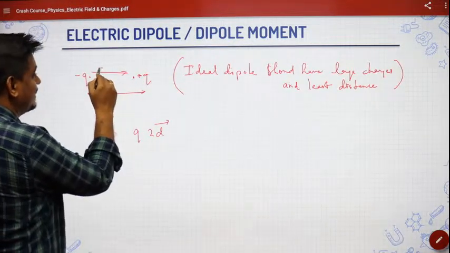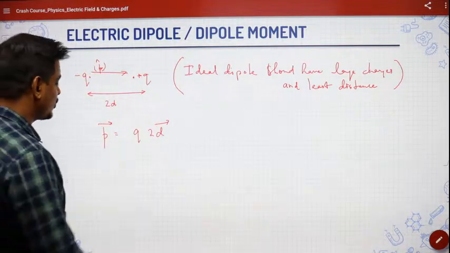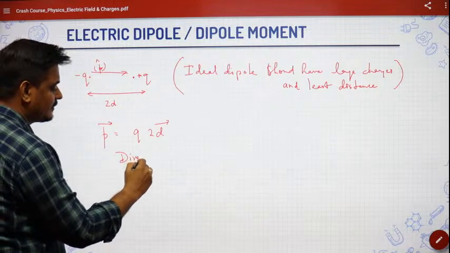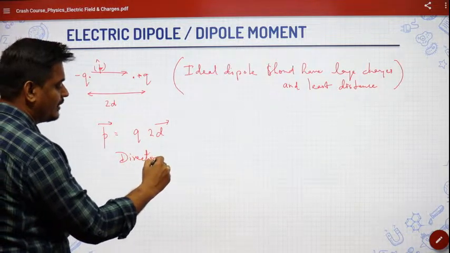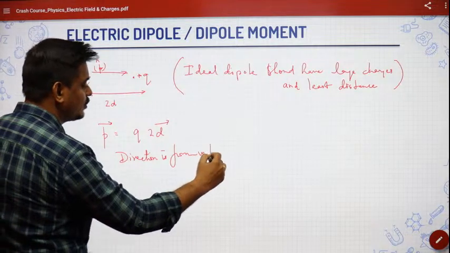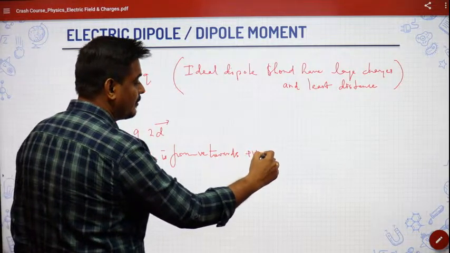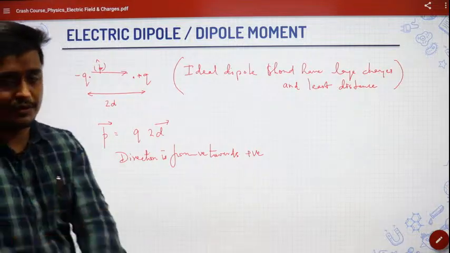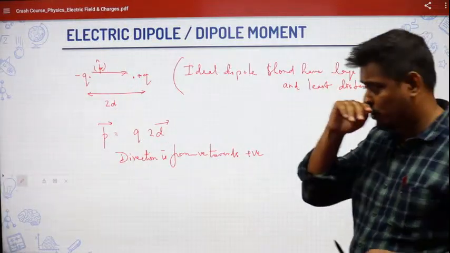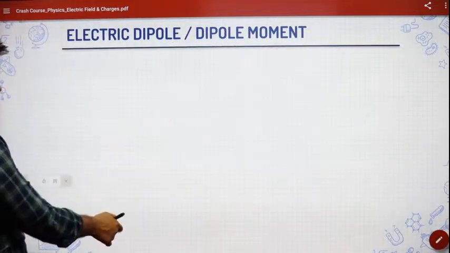I'm always saying this to you, please keep it in your mind. P cap is the direction. So the direction of dipole moment is from negative towards positive. Remember this, because in chemistry you have just the opposite of it. So the direction of dipole moment is from negative towards positive. Very important point. So let us go to the next page.